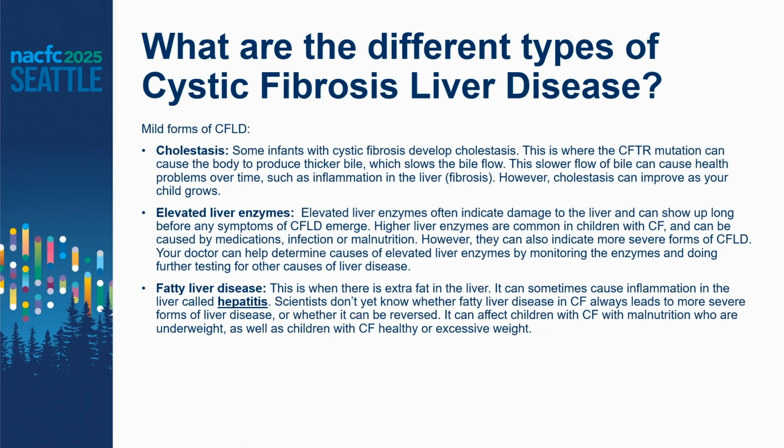Fatty liver disease: this is when the extra fat in the liver sometimes can cause inflammation in the liver called hepatitis. Scientists don't know yet whether fatty liver disease in CF always leads to more severe forms of liver disease or whether it can be reversed. It can often affect children with malnutrition who are underweight, as well as children with CF who have healthy or excessive weight.